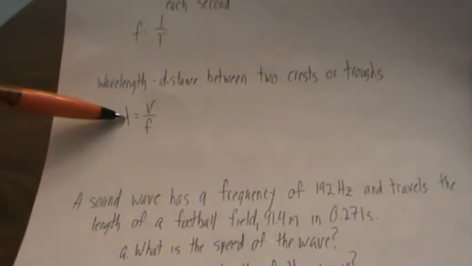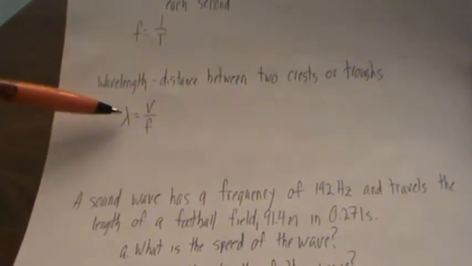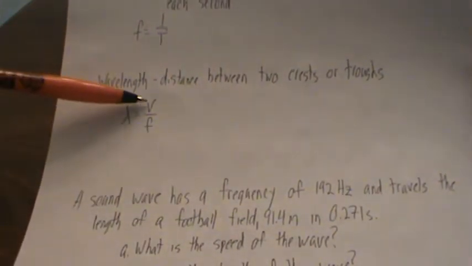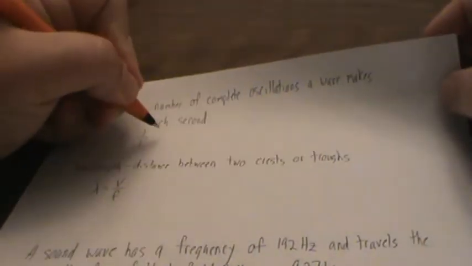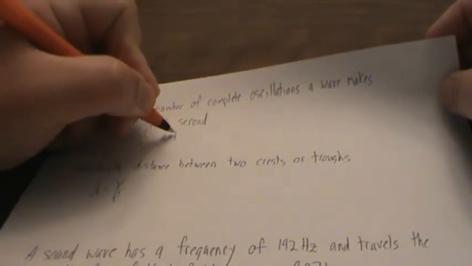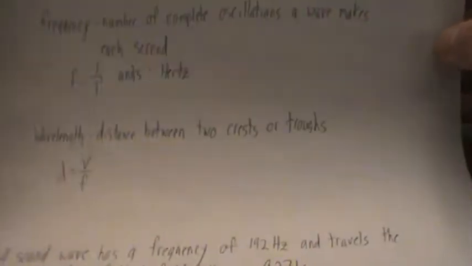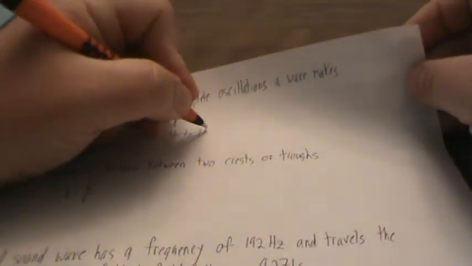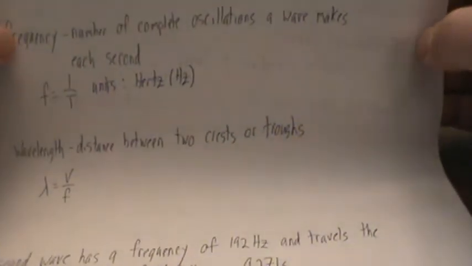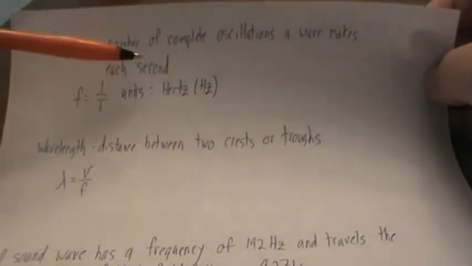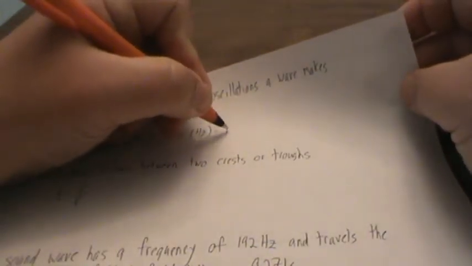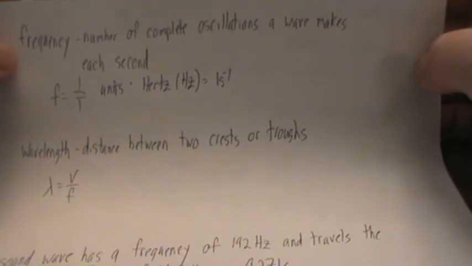As I said, wavelength is represented with lambda, the distance between two crests or troughs. The way we can calculate lambda is velocity over frequency. With frequency, the SI unit is hertz, which is represented Hz. Since frequency is of each second, hertz is just equal to per second, s to the negative 1.